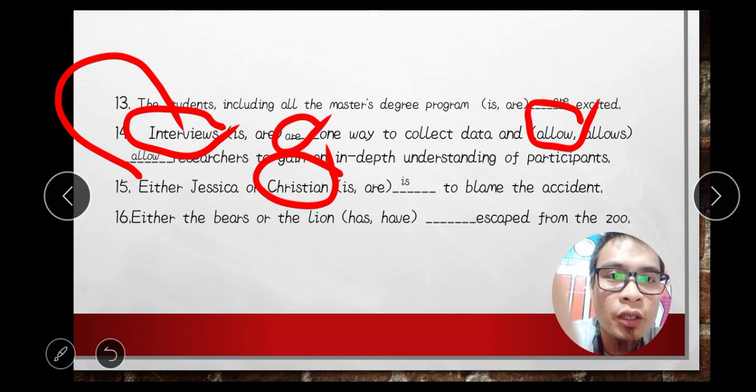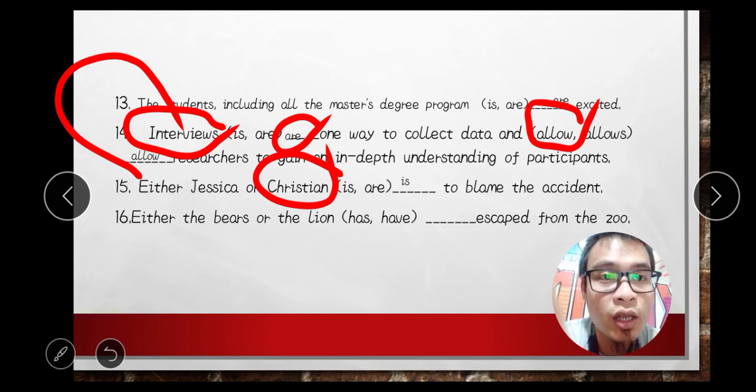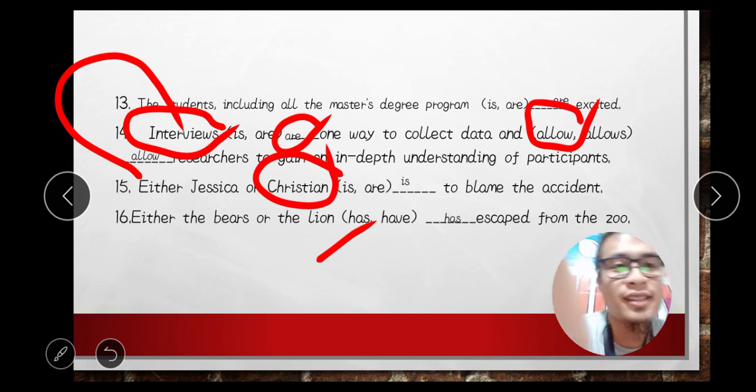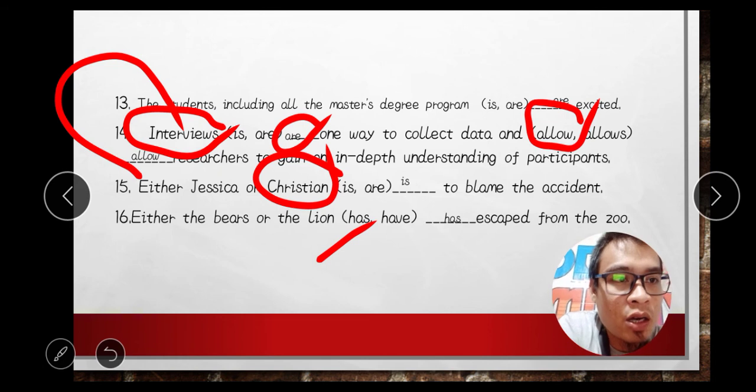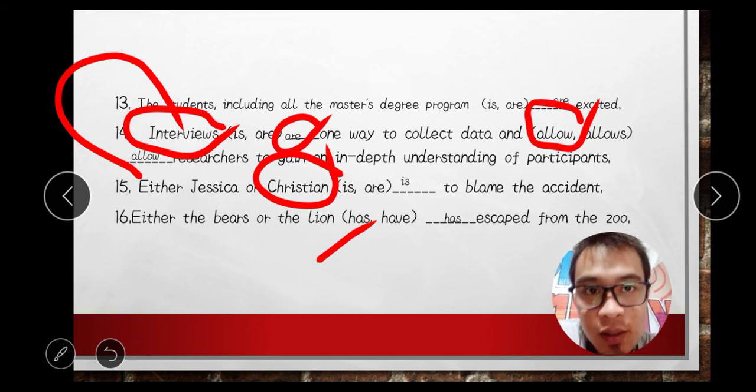Number 16. Either the bears or the lion. Have. Again, that's a correlative conjunction. Has. Let's see. Yes, has. Either or, neither nor are correlative conjunctions, guys.